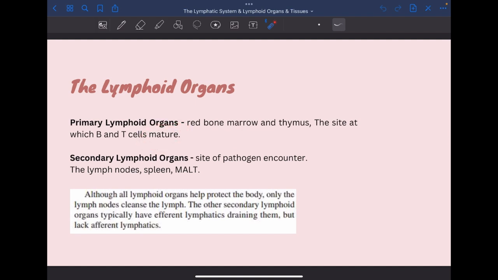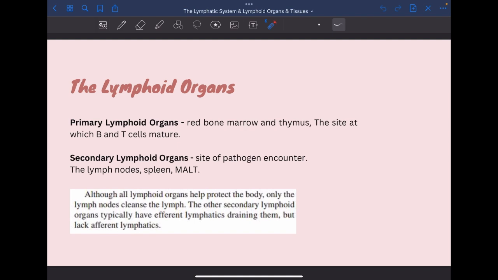These cells are still not yet ready to encounter a pathogen. They will only encounter a pathogen in secondary lymphoid organs. And we'll talk about the thymus more towards the end. But secondary lymphoid organs are the sites like the lymph nodes, the spleen, MALT, and so on. These are the sites that will allow antigens or lymph, and we'll talk about the difference between that, to be presented to these T and B cells to allow them to get activated and then be able to fight against them.